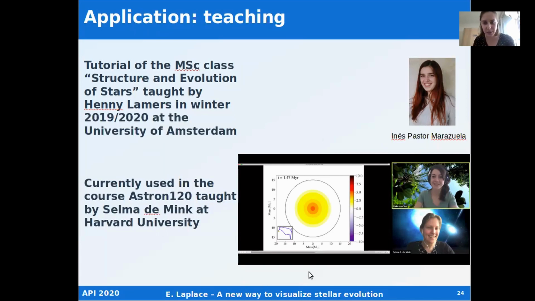So this is a picture of a class from last week. You can see Lieke van Son and Selma, and how they explain the evolution of a one solar mass star to their students. I think maybe it's another type of star. Anyway, I think it's cool that it's being used already.